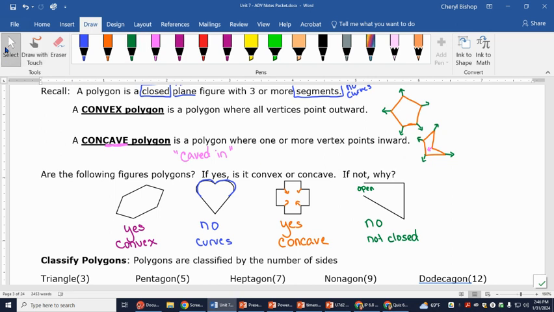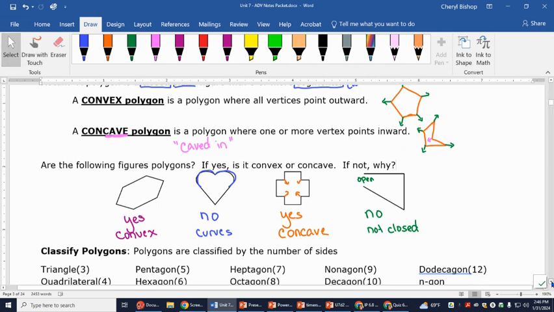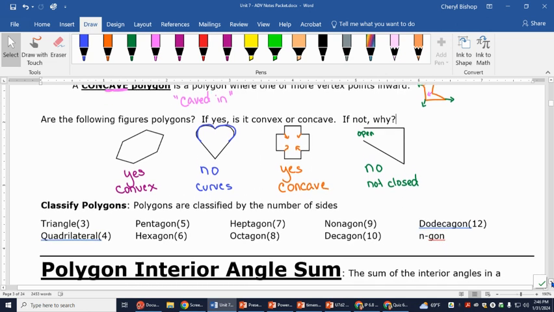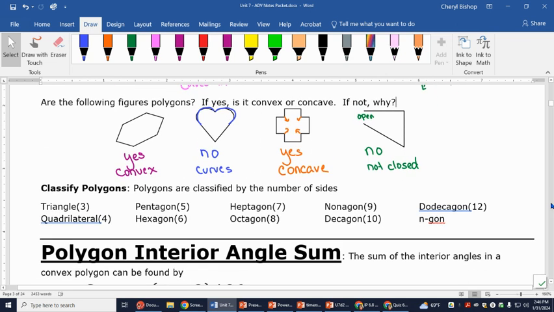Okay, next we're going to review classifying polygons. You did most of this when you were in middle school math, but we are going to add on just a little bit. So most of these are review. Triangle has 3 sides, quadrilateral has 4 sides, pentagon 5, hexagon 6. We tend to forget the poor heptagon. Heptagon is 7, octagon is 8. We tend to forget nonagon is 9, and decagon, like a decade, is 10.